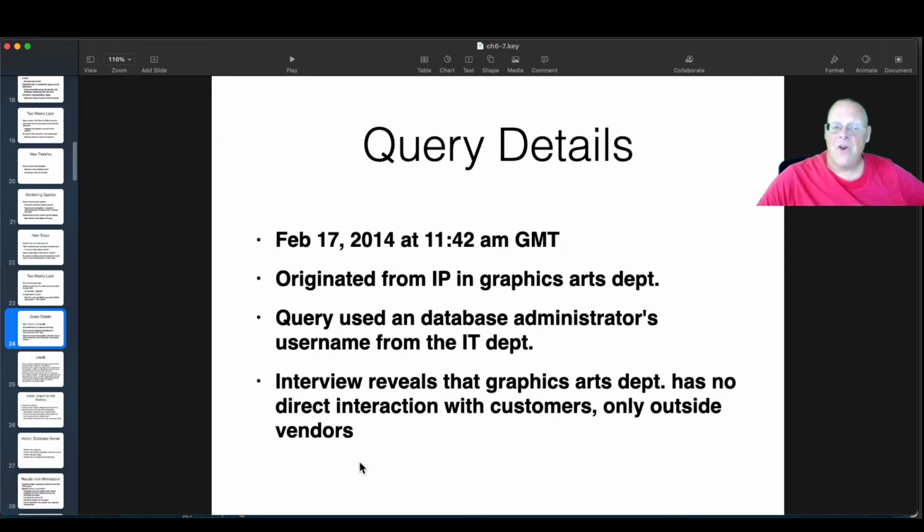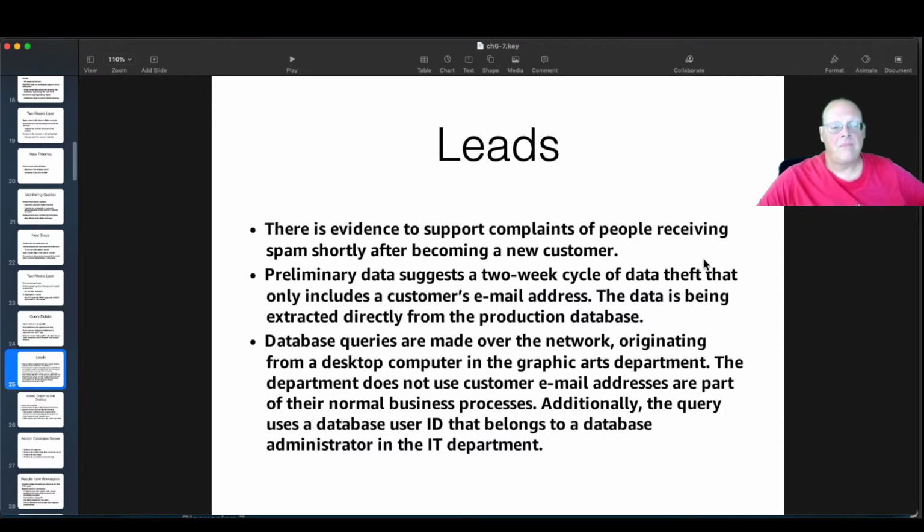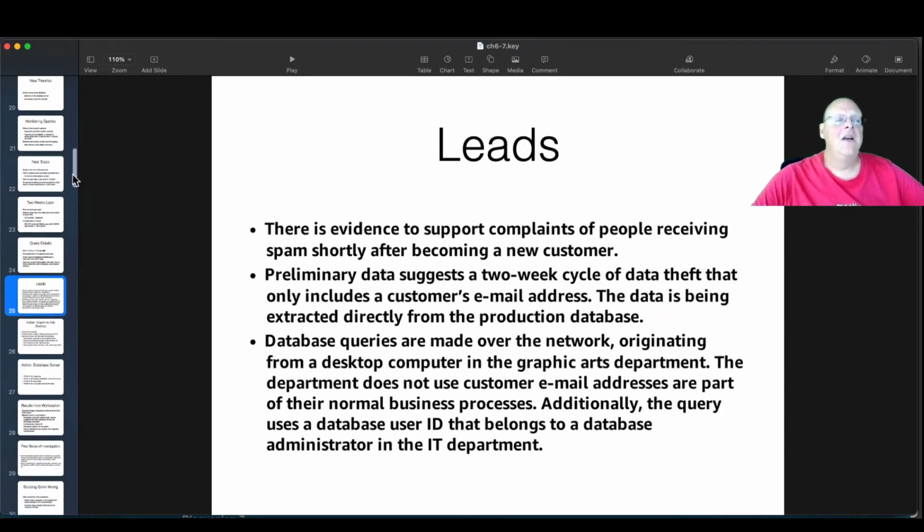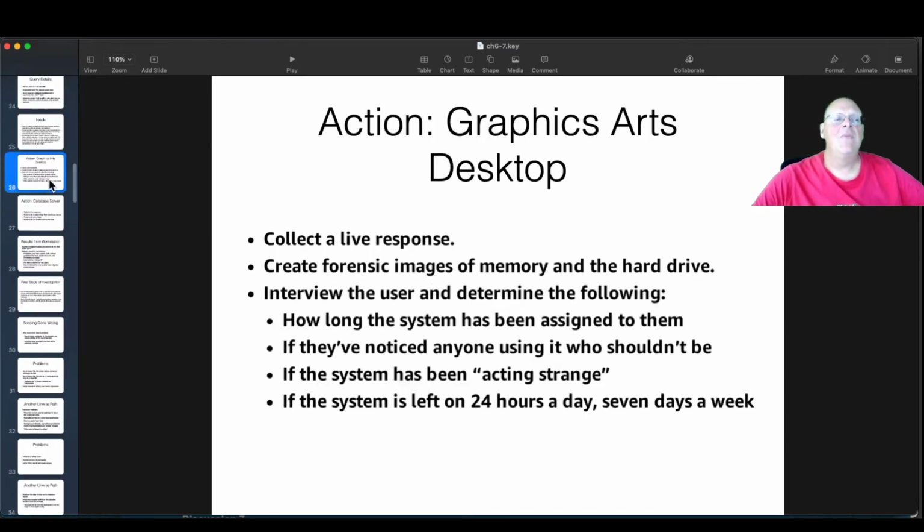So now you have a clue, some machine in your company is sending the data. You've got a 2-week cycle of data theft, and queries are being made over the network from a computer in the graphics arts department. And it uses an ID that belongs to a database administrator, not the person in the graphics art department. So now you've got some nice clues that give you some information about what to do.